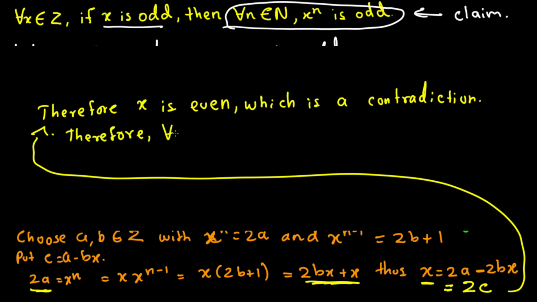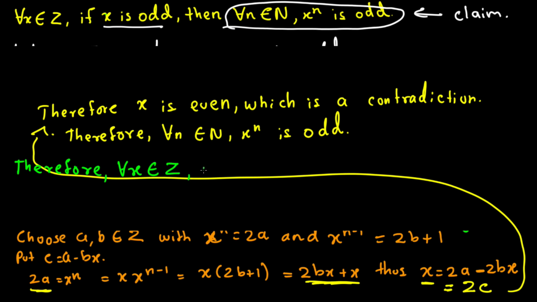Therefore for all n belonging to the natural numbers, x power n is odd. Finally we can write therefore for all x belonging to the integers, if x is odd, then for all n belonging to the natural numbers, x power n is odd. Okay, finally we proved this one. That's what we wanted to prove.